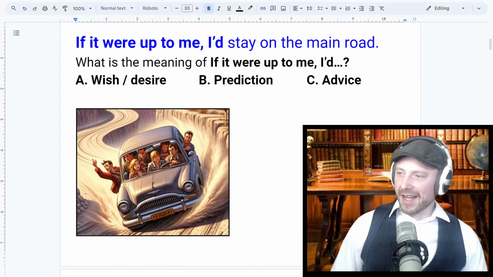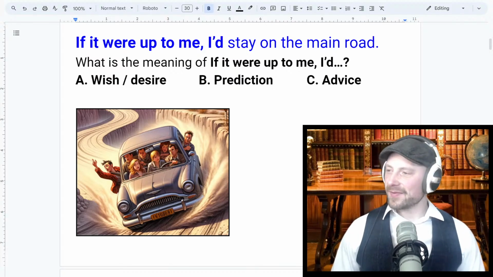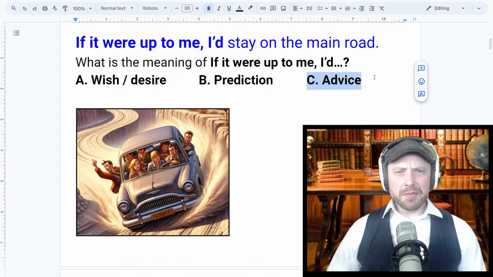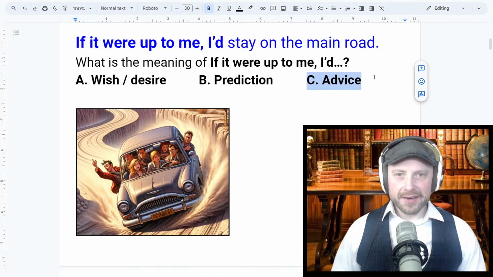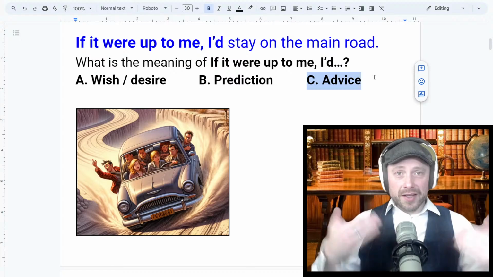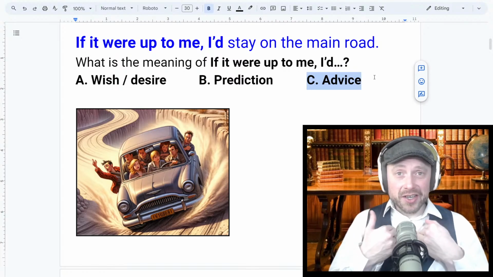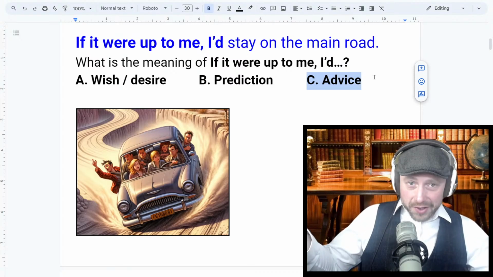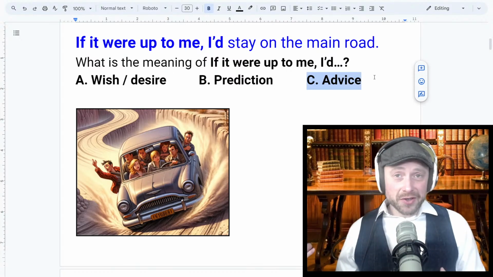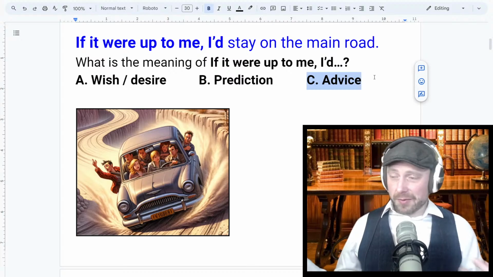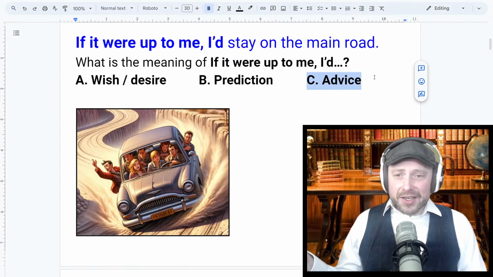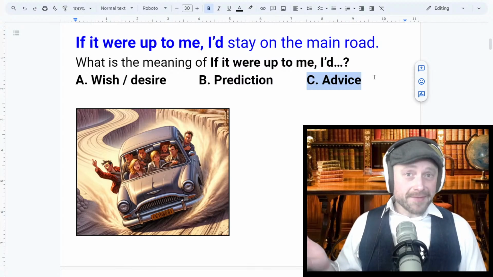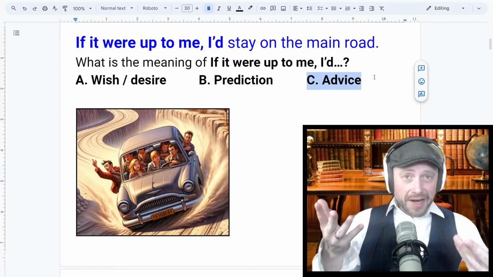If it were up to me, I'd. So the answer for this one is advice, or you might also say it's an opinion. If it were up to me, in other words, if I were in control or in charge, this is what I would do. This could be used like advice. For example, someone says, "Hey, Rich, what should I do?" And I say, "If it were up to me, I'd." So a way of advice.